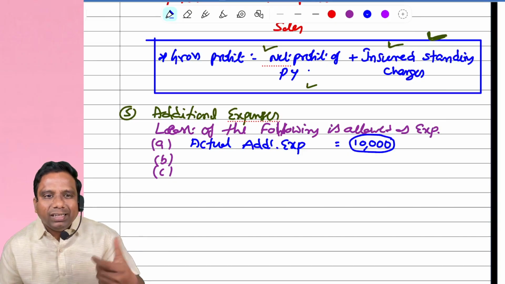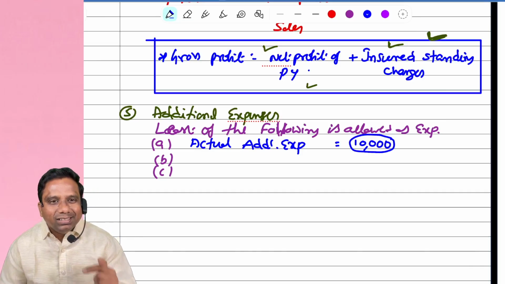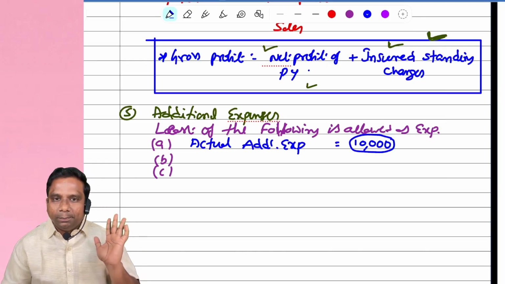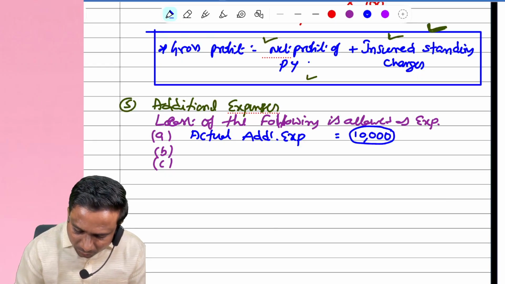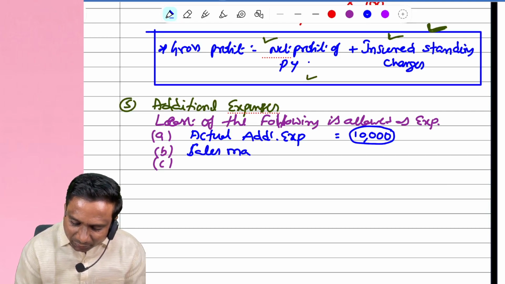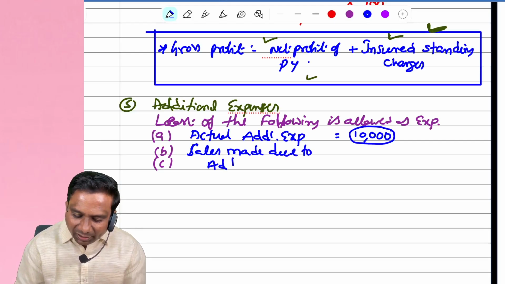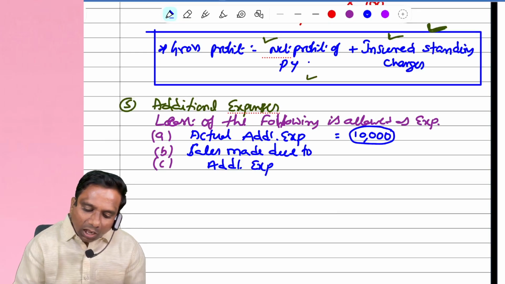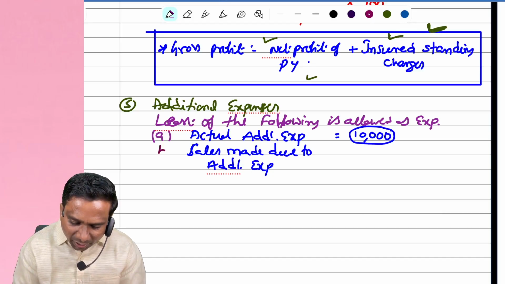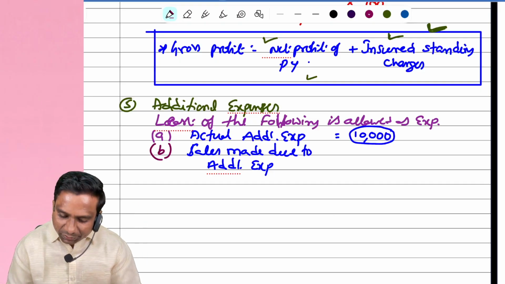See, when business incurs expense, it should generate some revenue. Means sales made due to additional expenses. How much sales or turnover you made? How much turnover you made due to these additional expenses? You try to calculate. Okay, sir.